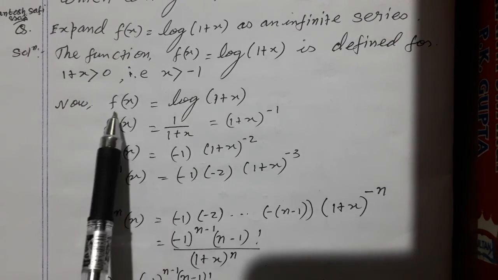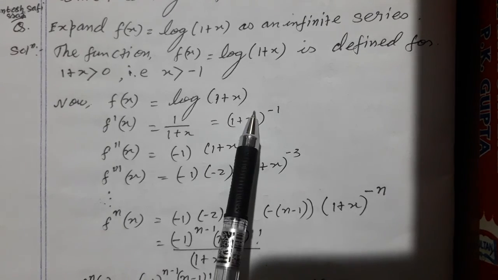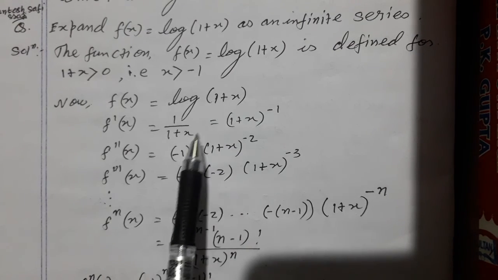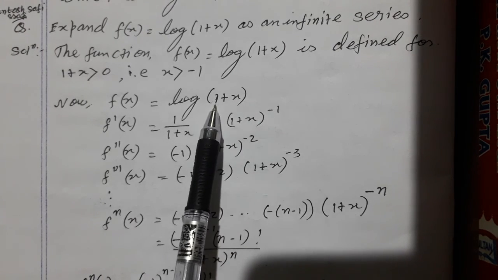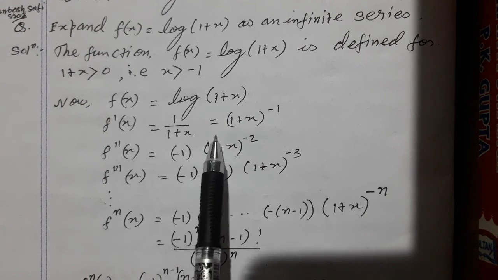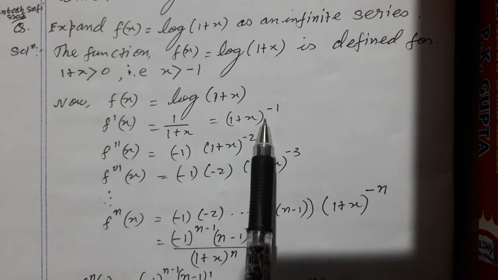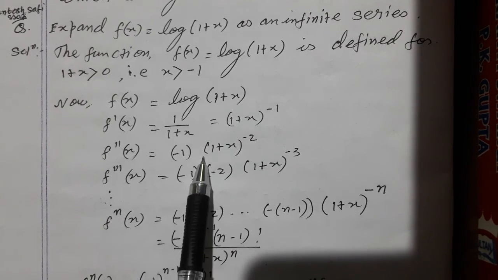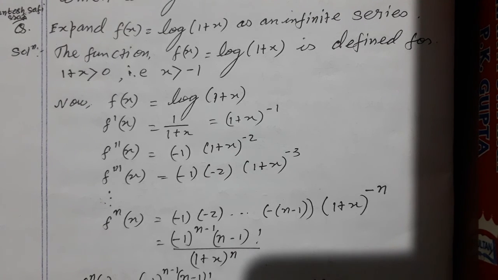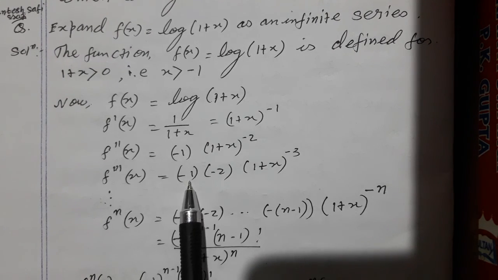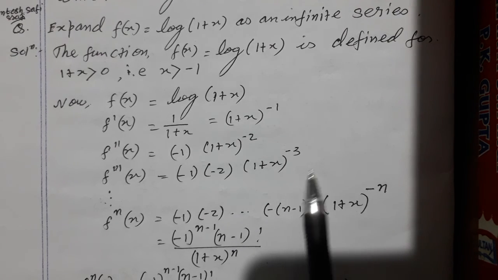Now we'll try to find f(x). We have taken f(x) = log(1 + x). If you differentiate this, we get f'(x) = 1/(1 + x). Differentiating again, we get (0 + 1), which is nothing but 1, so we get 1/(1 + x). This can be written as (1 + x) to the power -1. If we differentiate again, we get -1 times (1 + x) to the power -2, so we get -2. In a similar manner, we can expand this again and we get (-1)(-2)(1 + x) to the power -3.